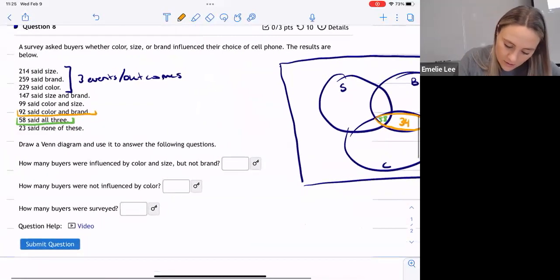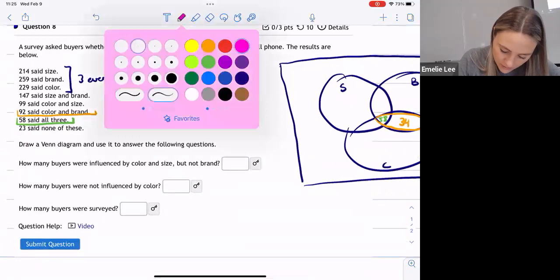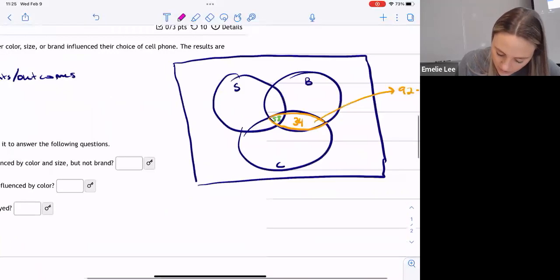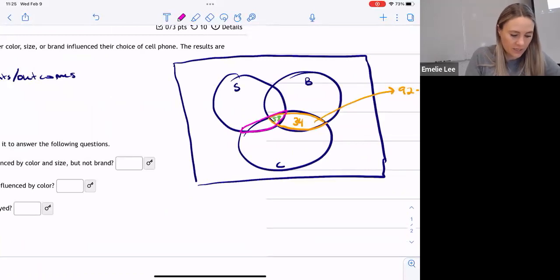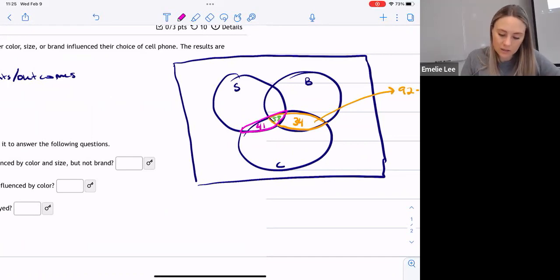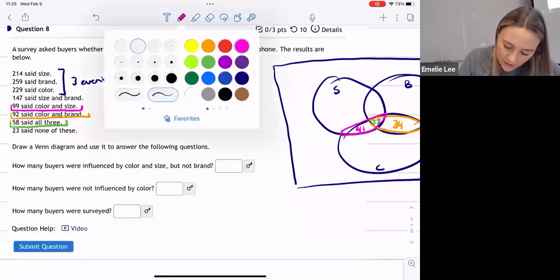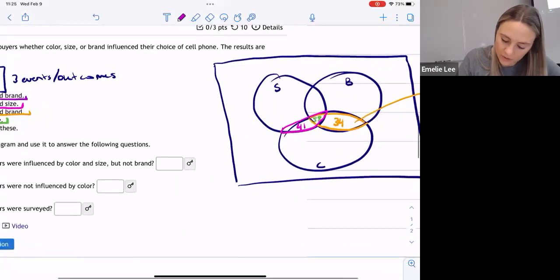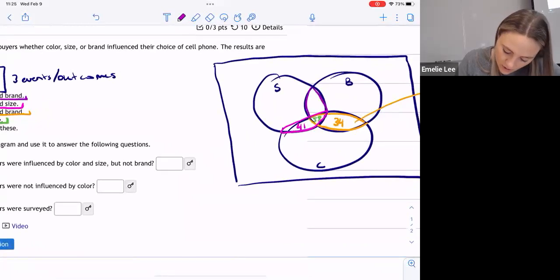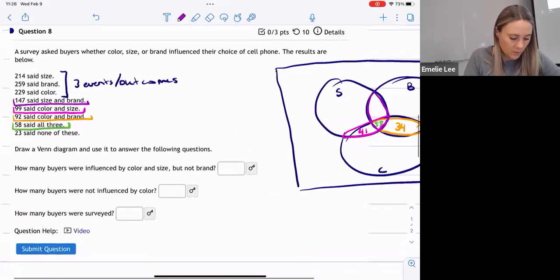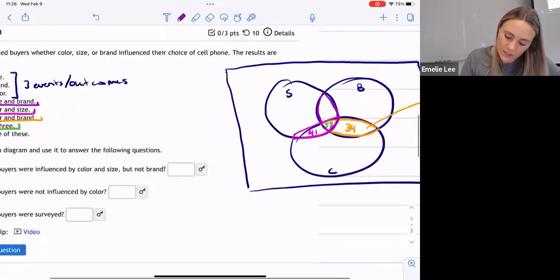So then if I pick a different color here, 99 said color and size. So then when I'm looking at this overlap here, I get 99 minus 58 puts me at 41. And then 147 said size and brand. Guess I should have picked a color that looks different from pink, but whatever. 147 minus 58 is 89.